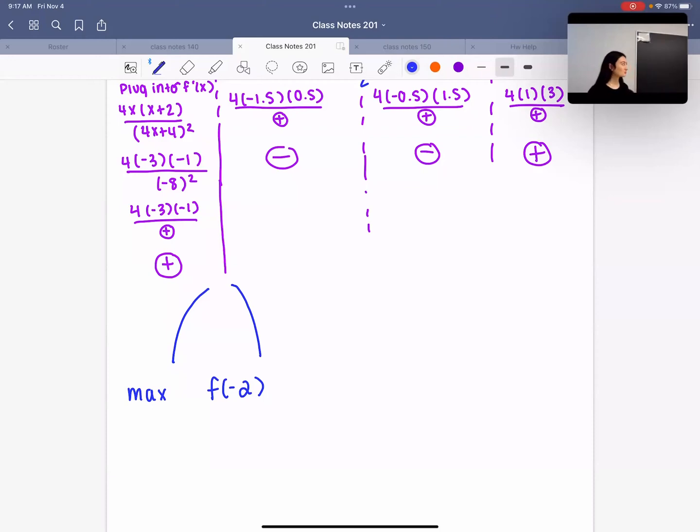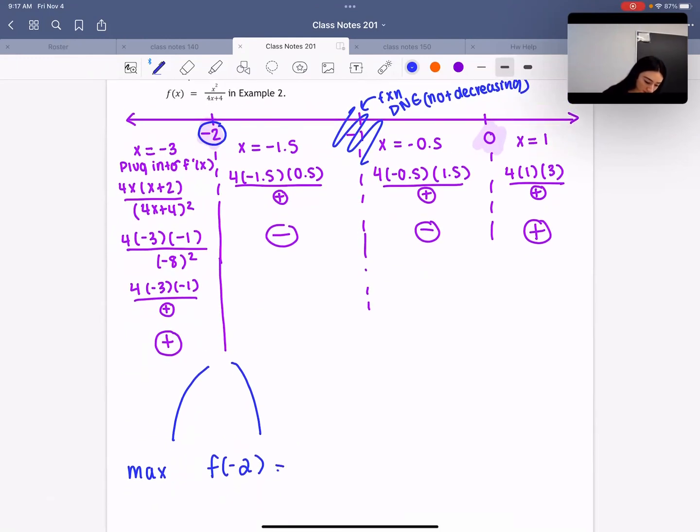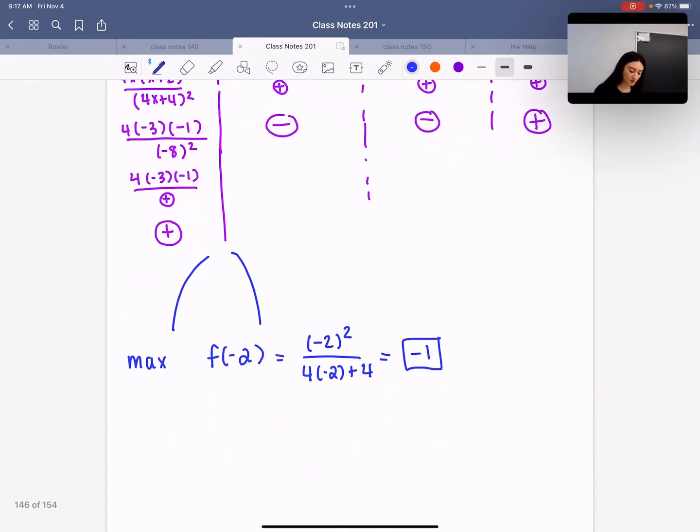To the original function. I want to find f of -2, which means I'm plugging -2 into the original equation in the question. So I'm going to plug this into -2 squared over 4 times -2 plus 4. This should give you -1. Okay, so your local max is -1. All right, let's go into 0.